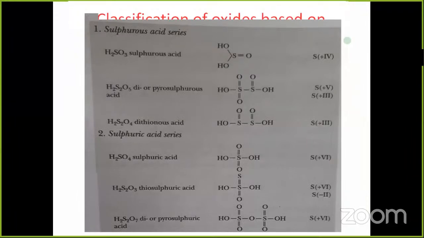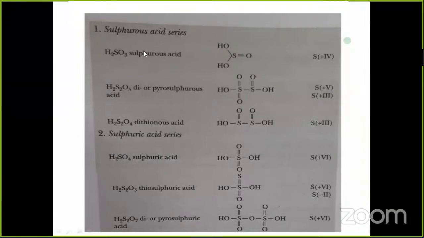H2SO3 is a dibasic acid, with sulfur valency 4. Then pyrosulfurous acid, which is also a dibasic acid. It has SO bonds, SOH bonds, and an SS bond, so 3 types of bond are present. One terminal sulfur exhibits +5 and the other +3, so the average is 8 by 2, which is +4. The average sulfur oxidation state is +4, but the individual sulfurs exhibit +5 and +3.